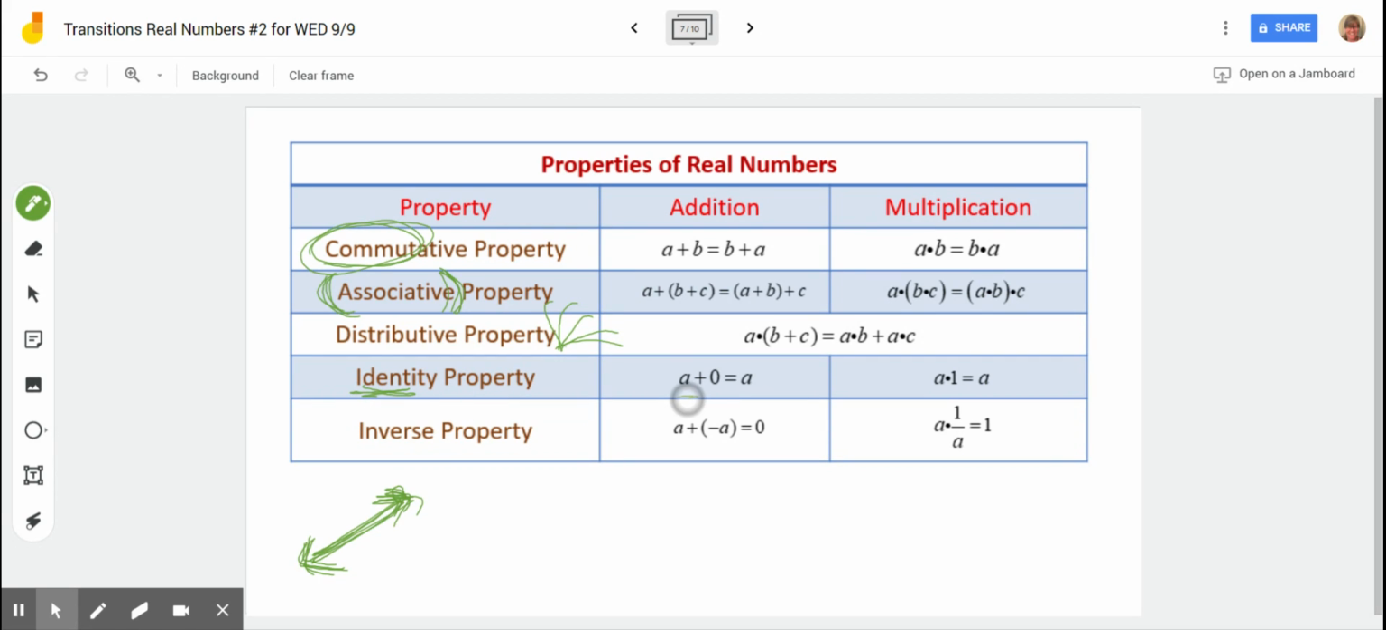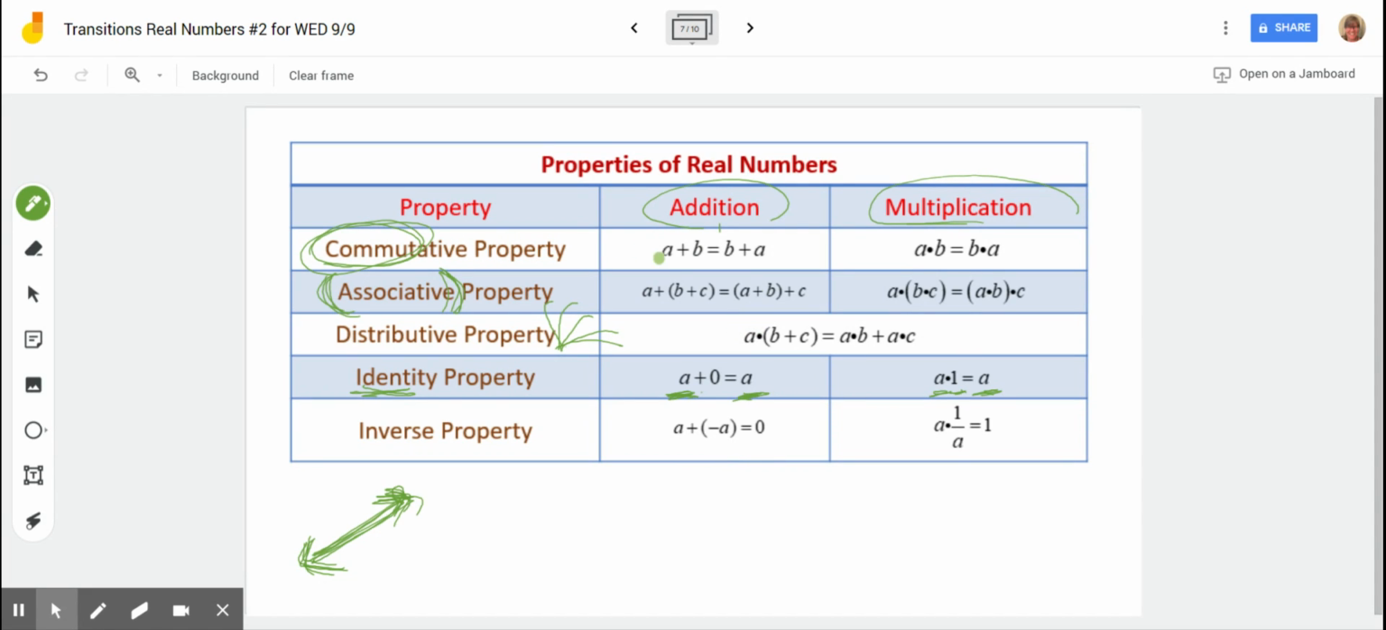The next one is identity property. What that means is what you start with is what you end with. Take a look. You start with A, you add a 0, and guess what? You get A. You start with A, you multiply by 1, and you get A. This is the identity property of addition, because you add 0. The identity property of multiplication is when you multiply by 1. Okay, this is addition, multiplication. These are properties that happen in both.